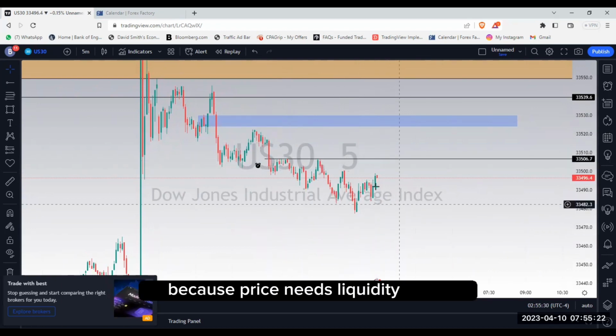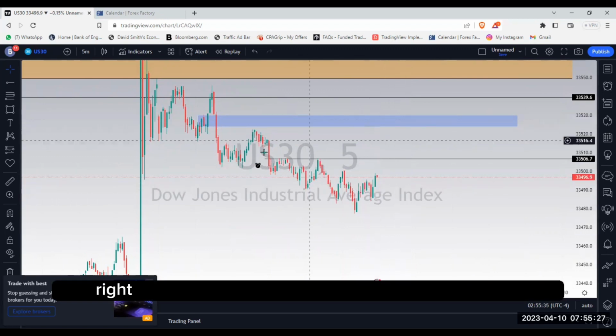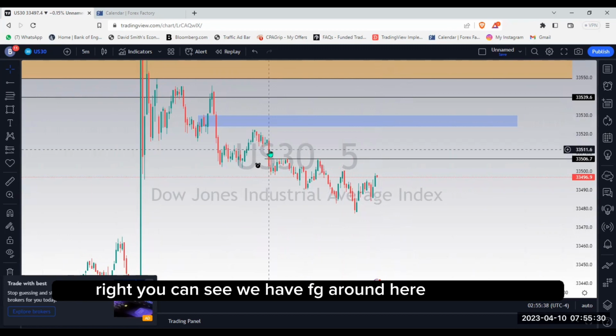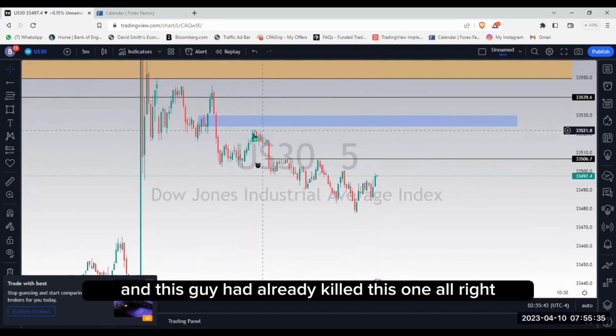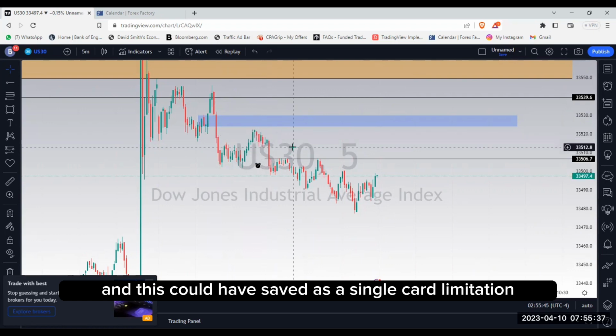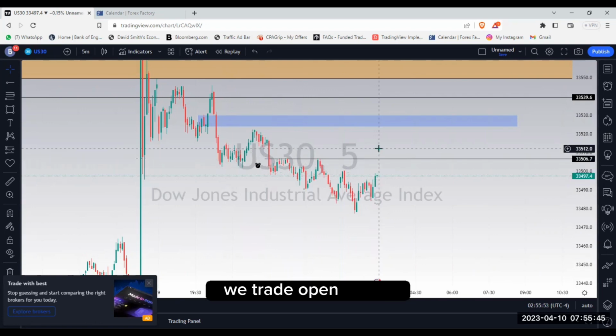Because price needs liquidity to go, price may not go above. You can see we have FVG around here too. And this guy had already killed this zone, and this could have served as a single candle mitigation. That's a lot already. So price, possibly as market opens, will trade up until this zone.